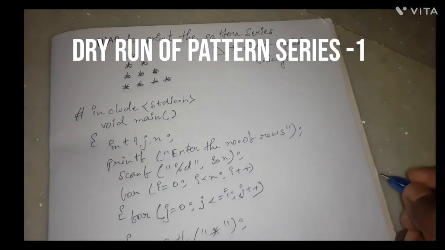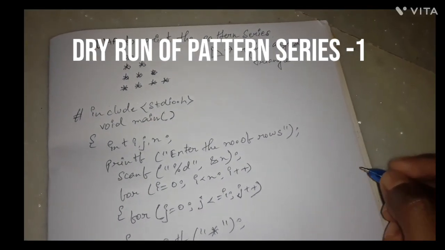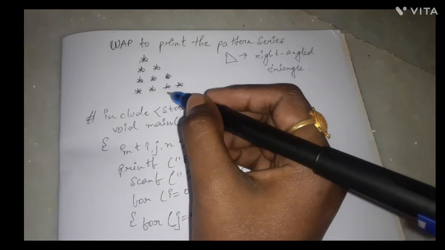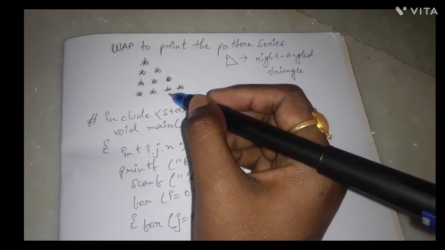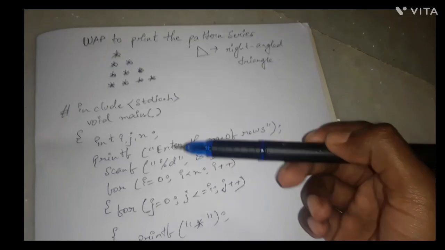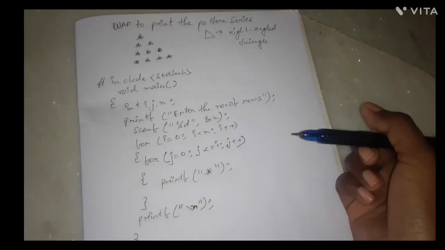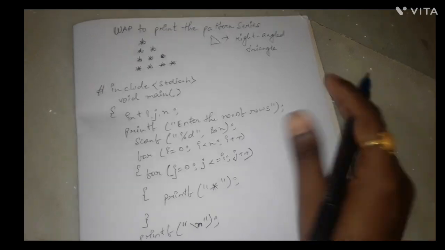Today we'll see the dry run of printing pattern series. This is the pattern series over here, and this we are generating as an output. So over here, this is the whole code for this particular program. Now let's see the dry run of this program.